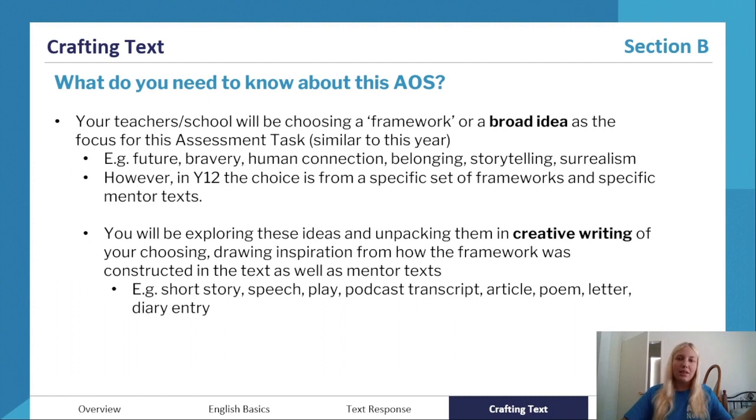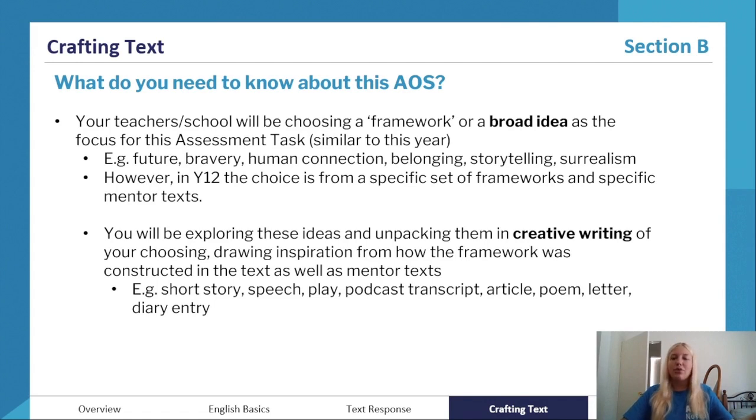It's completely your own creation, but the way that you depict the framework in your own work, let's say your framework is belonging, the way that you wrote about belonging has been inspired by a few different authors or one author of a certain text type. So you may choose to write in a different text type, but try to reproduce that theme or that big idea in the same way that that author did, or in a similar way.